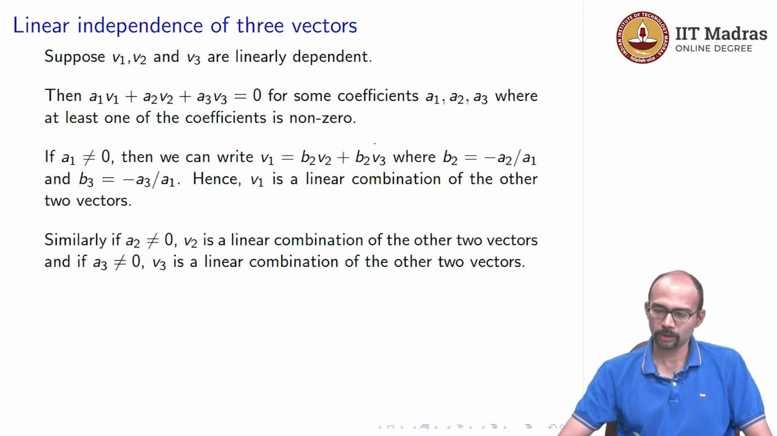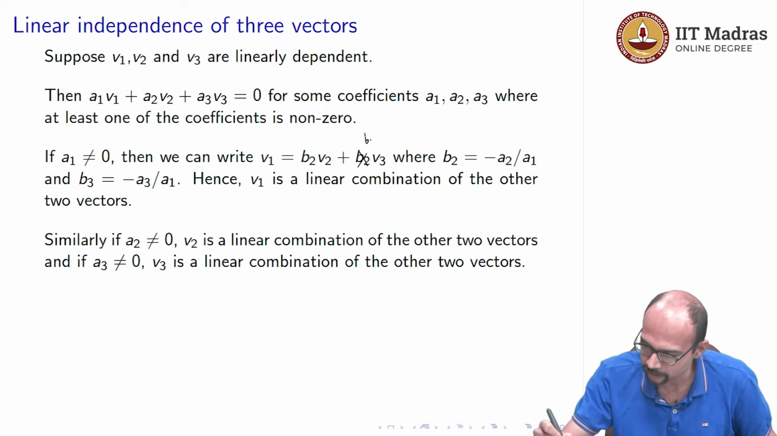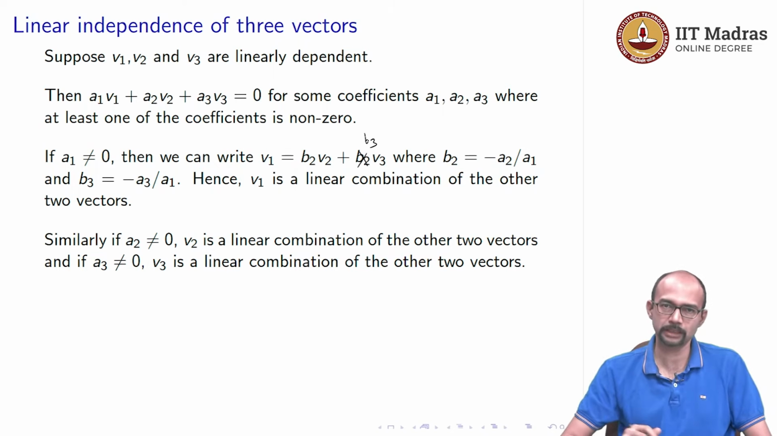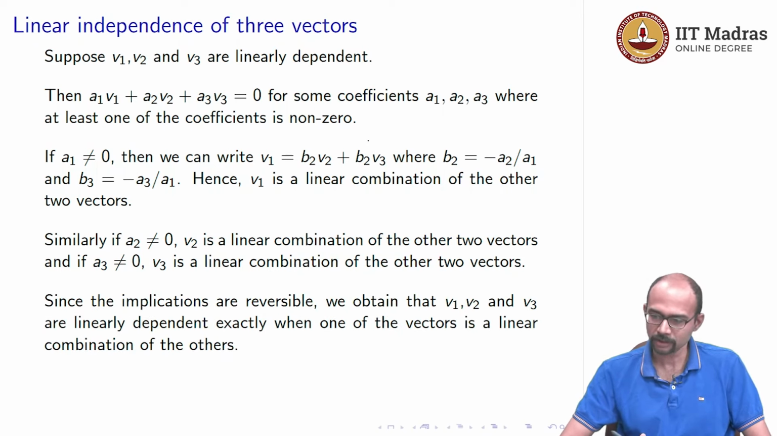Okay. So, now we can make the same argument if a2 is non-zero or a3 is non-zero. Remember that we know that one of them is non-zero. If it is not a1, maybe a2 is non-zero, maybe a3 is non-zero, and you can see that you can make the same argument. So, if a2 is non-zero, you can express v2 as a linear combination of the other two, and if a3 is non-zero, you can express v3 as a linear combination of the other two vectors.